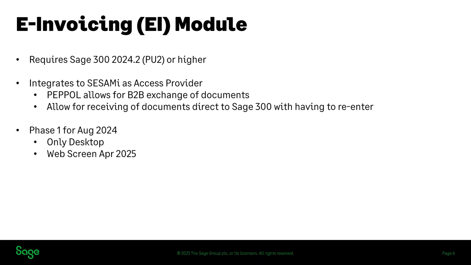Right. So our first phase, phase 1 for this, is our August 2024 release. In that release, we will have only support for the desktop versions of Sage 300. We will have updates later on in 2025 where basic e-invoicing will be supported on our web screens. So if you're a web screen user, you may have to wait a couple of months before we get to that, but certainly for desktop users, which right now is one of our more common installs, that's where we are going to be at. Okay.